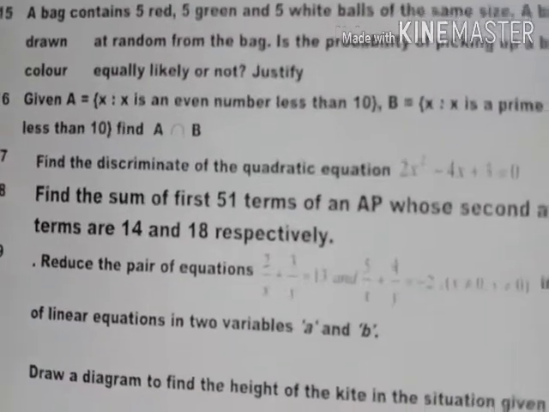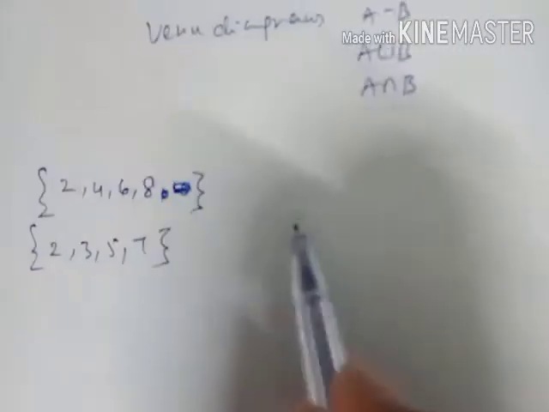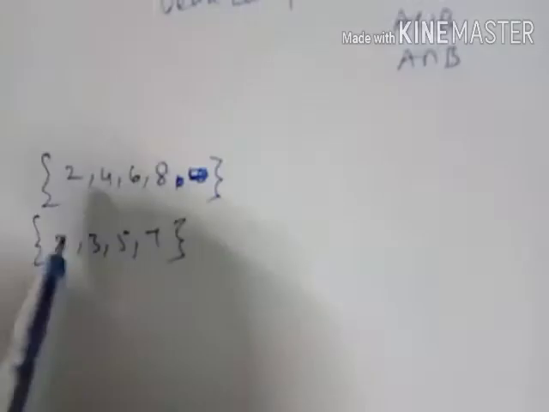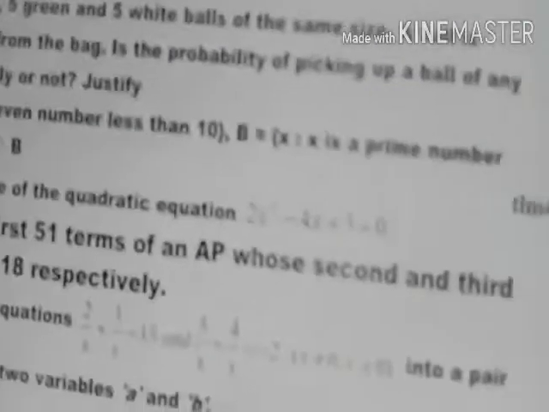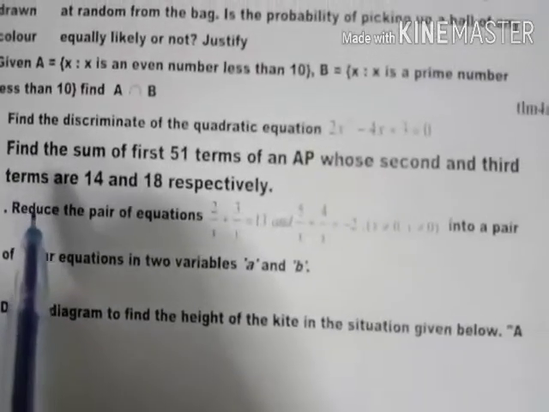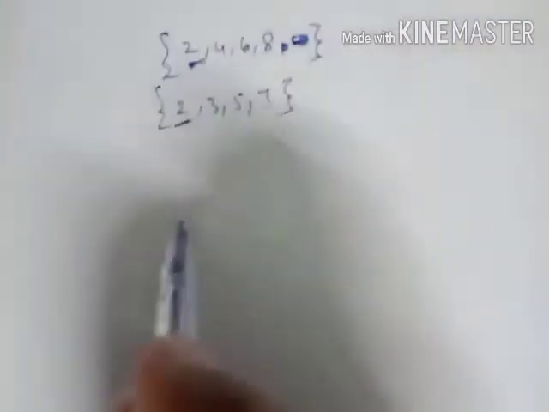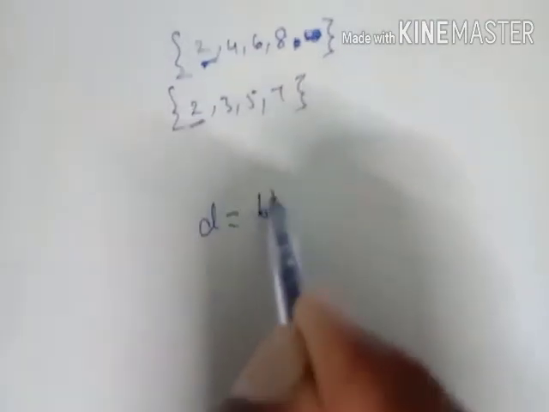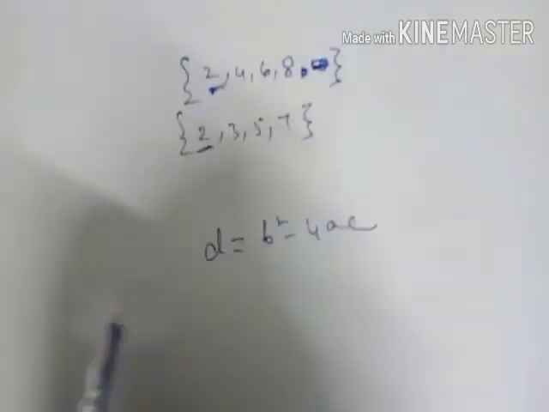And we need to find the intersection. So when you are intersecting, we have only one common value, 2. The answer is 2. So when go to 17th question, discriminant means D is equal to b square minus 4ac. We can substitute the values, we will get the discriminant value.